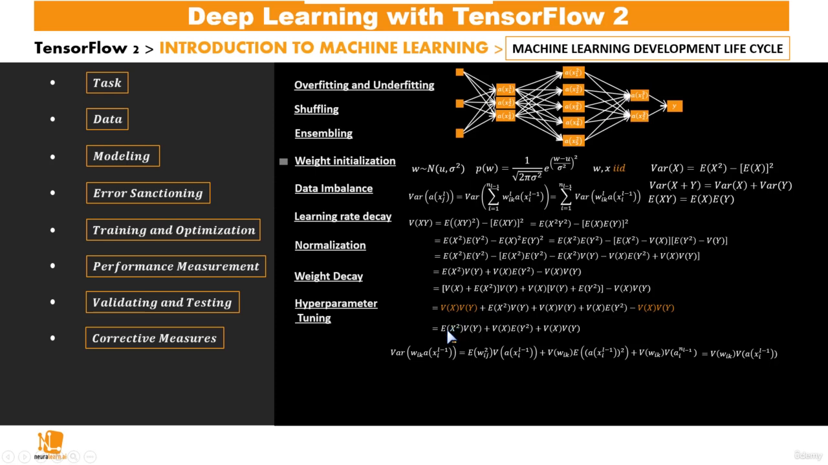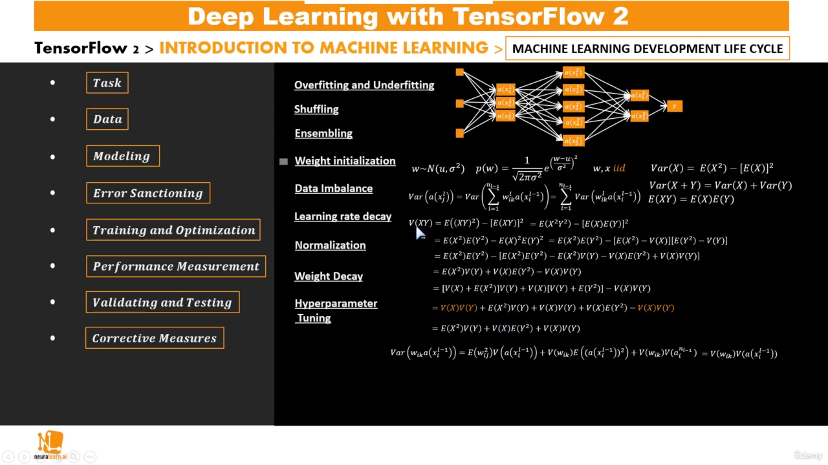So we'll see how this expression right here helps us to get from the variance of the weights by the neurons to the variance of the weight times the variance of the neurons. Then let's get back to the proof to understand what went on.